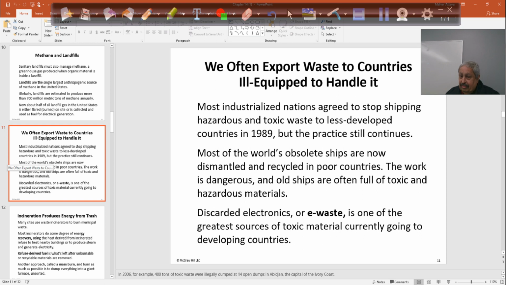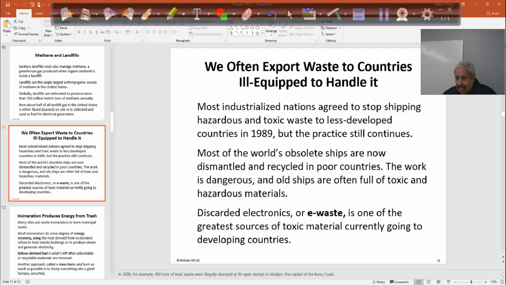Most of the old, obsolete ships are now dismantled and recycled in poor countries. This work is very dangerous because of those old ships. I have seen them, in the area near Kenya and the Somalia area. Most of those ships are old, and some of the manufacturing materials inside those ships are toxic. So when those old ships are dismantled, they leak all that stuff into the ocean, killing a lot of, I would say, quote unquote, innocent fish. And that will affect even the people of that area, correct?